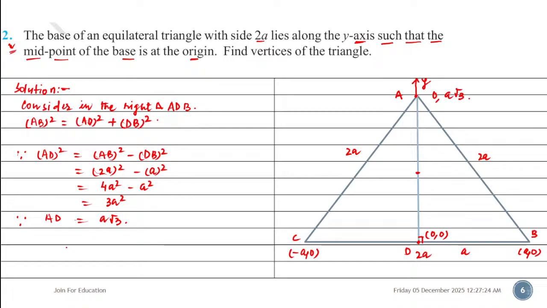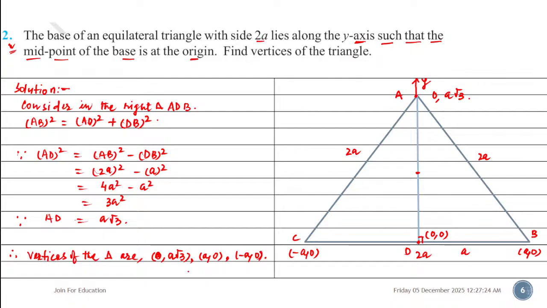So vertices of the equilateral triangle will be, therefore, vertices of the triangle are: the coordinate of A will be 0, a root 3. Coordinate of B is a, 0 and coordinate of C is minus a, 0.